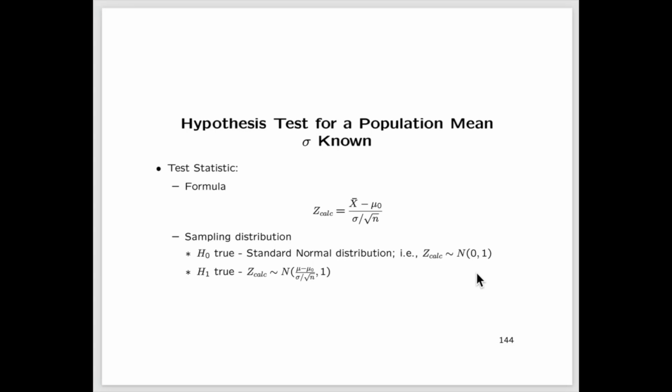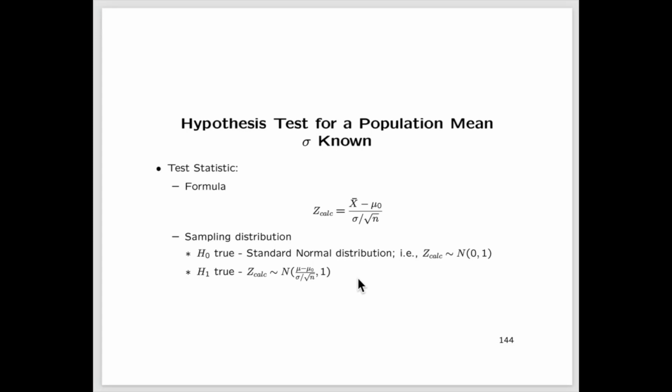Now, the difference is in their means, and the difference is whether or not the null hypothesis is true. If the null hypothesis is true, then the mean of the sampling distribution of z-calc will be equal to 0. And so under the null hypothesis, z-calc will be standard normal.